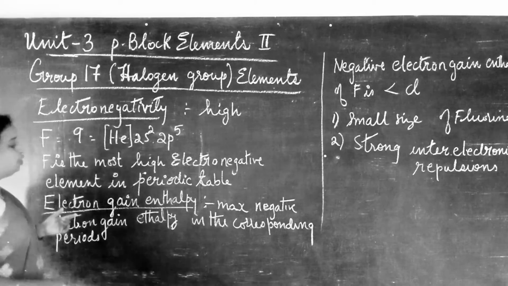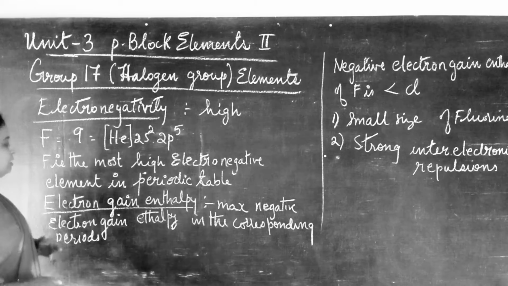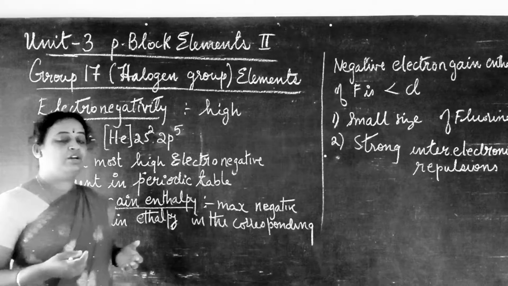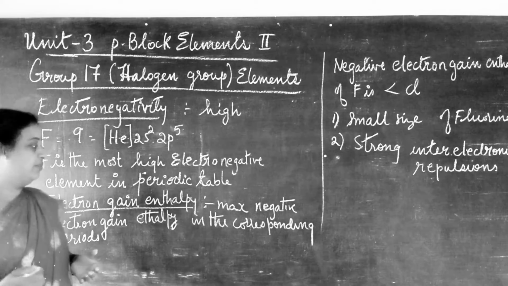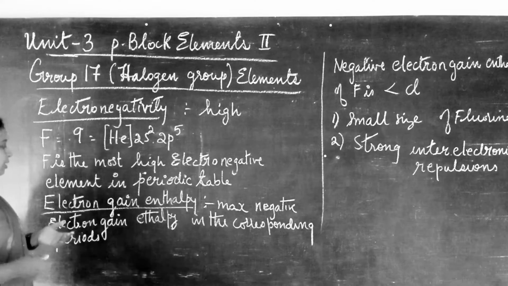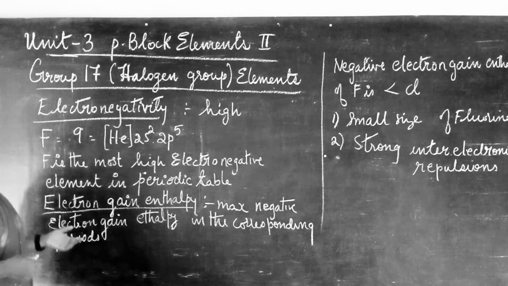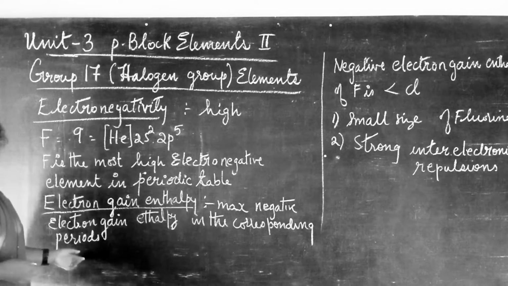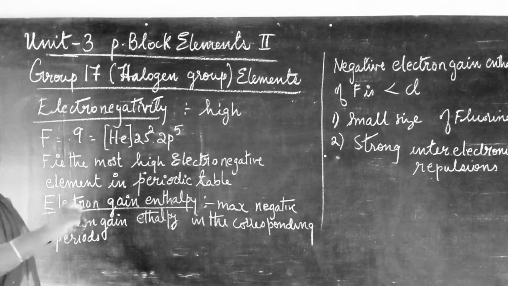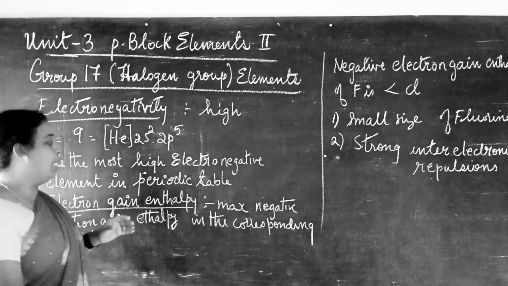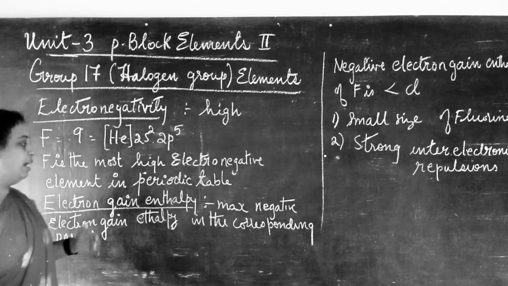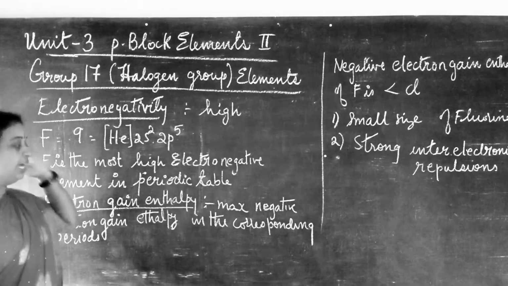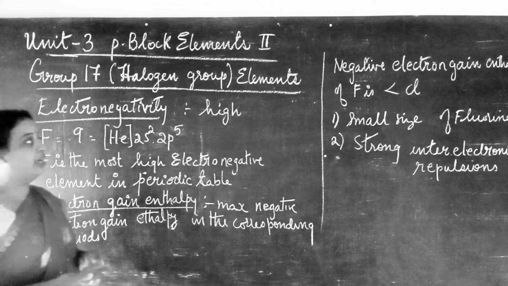Now we are looking into the electron gain enthalpy. Electron gain enthalpy is nothing but the affinity of an element towards an electron, to attract it towards itself. In the case of halogens too, all halogens have the maximum negative electron gain enthalpy in their corresponding periods. When looking at the periodic table, in the corresponding period, halogens have the maximum negative electron gain enthalpy value.